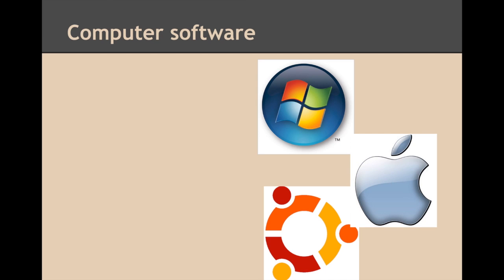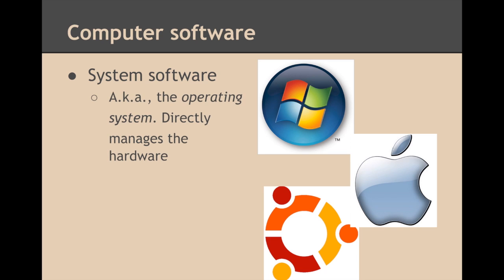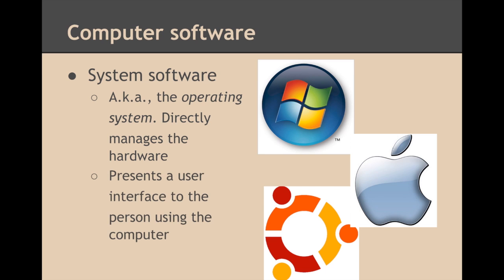So, computer software. In terms of system software, what that is the operating system. That's what directly manages the hardware of the computer. It presents a user interface to the person using the computer. So the operating system is what creates the windows and the buttons and the list boxes and things like that that you can use to interact with the system. And there are both commercial and open source options. So for instance, you may have a computer that runs Windows or a computer that runs Mac OS X, or you may have an open source option like Linux.